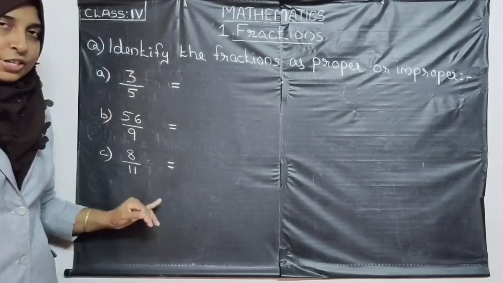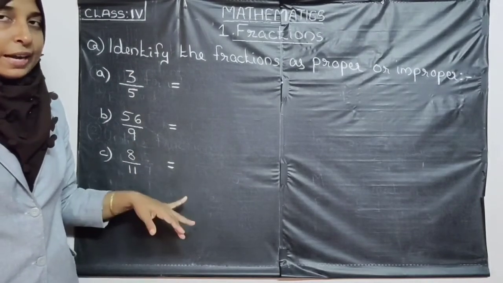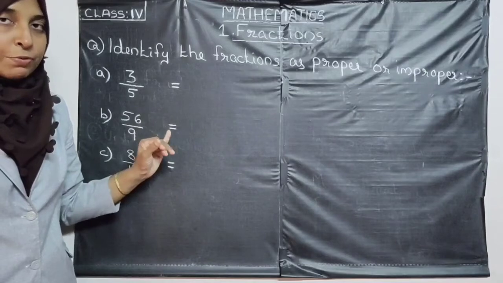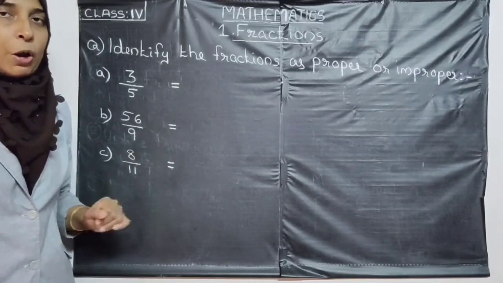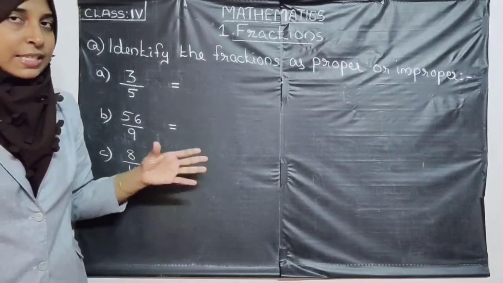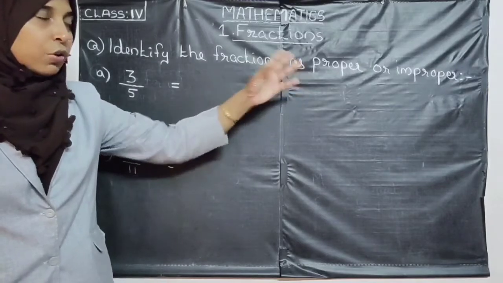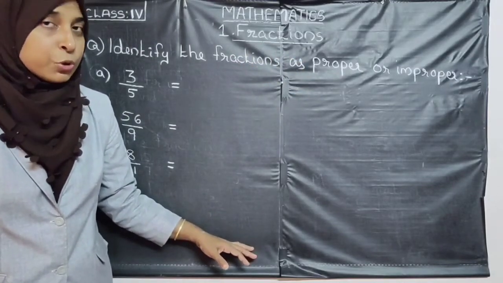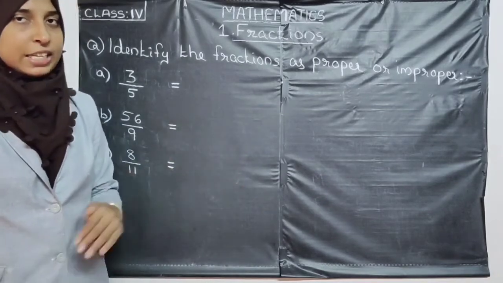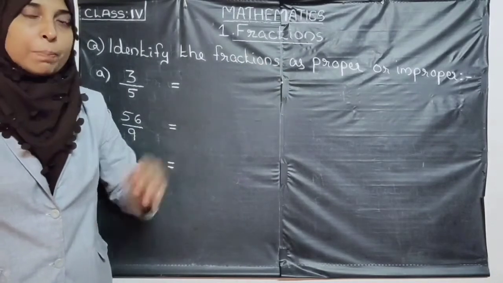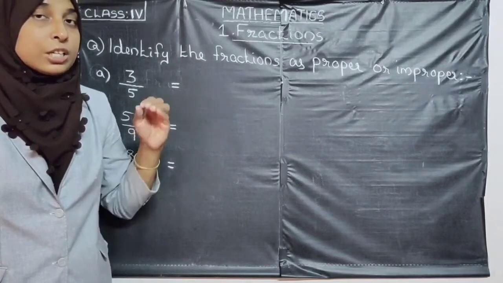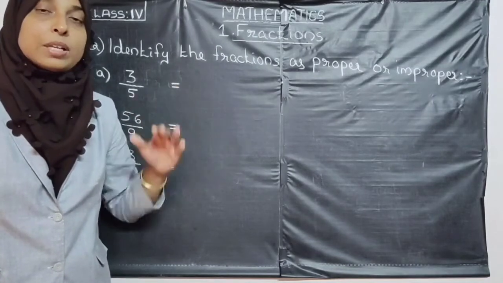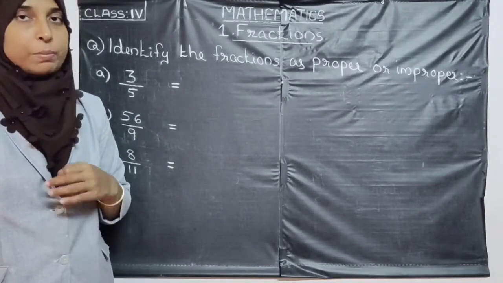Next, children, identify the fractions as proper or improper. Some fractions are given here. We want to identify which one is a proper fraction and which one is an improper fraction. We already studied 6 types of fractions. What are proper fractions? Proper fractions are fractions whose numerator is less than the denominator, and improper fractions are those whose numerator is greater than or equal to the denominator.